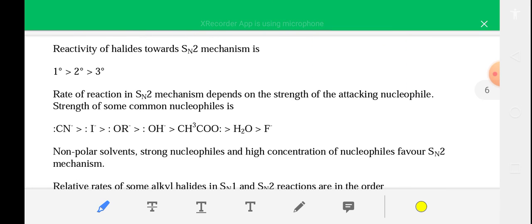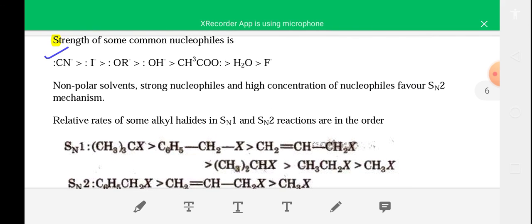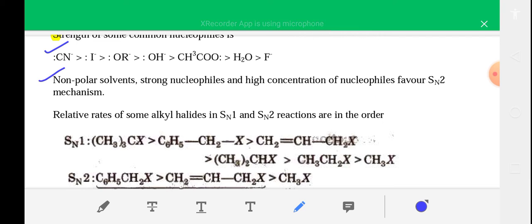Now see the reactivity order of different alkyl halides toward the SN2 mechanism. A 1 degree alkyl halide is more reactive than 2 degree, than 3 degree, just the opposite of SN1. The rate of the SN2 reaction depends on the strength and concentration of the attacking nucleophile and the concentration of the substrate also. Some common nucleophiles are given. A polar aprotic solvent, a strong nucleophile, and a high concentration of nucleophile favor the SN2 mechanism.